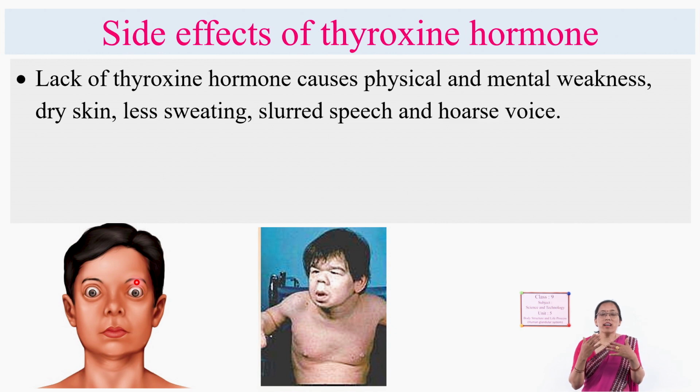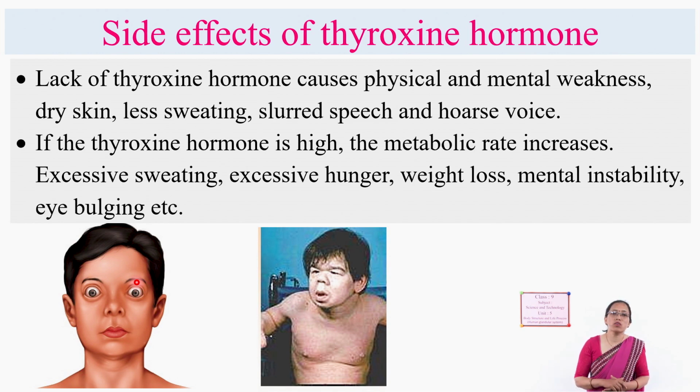So his voice cannot be understood clearly, and he has a hoarse voice. Such problems we can face if there is a lack of thyroxine hormone. But if there is an excess amount of thyroxine also, there is a problem again. Metabolic rate increases very rapidly.